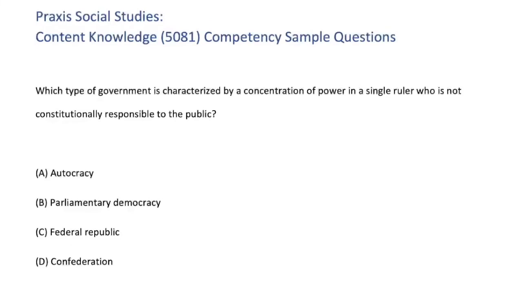Which type of government is characterized by a concentration of power in a single ruler who is not constitutionally responsible to the public? Would it be A, autocracy, B, parliamentary democracy, C, federal republic, or D, confederation? This question is simply asking you to match the definition directly to the term. It's a vocabulary test in disguise. With that in mind, let's look for the most appropriate option.